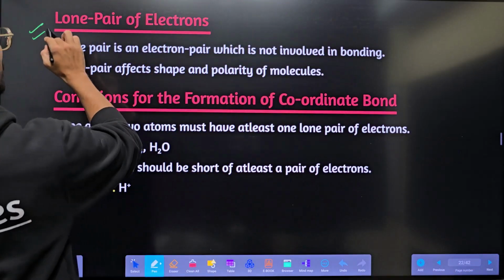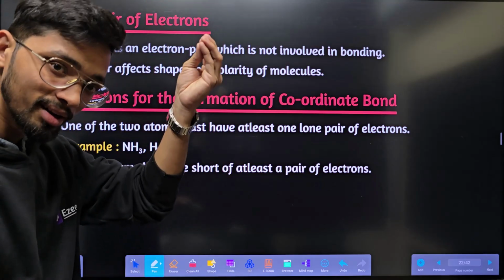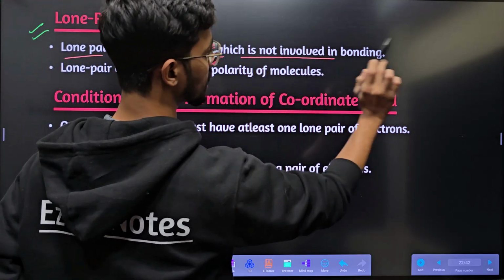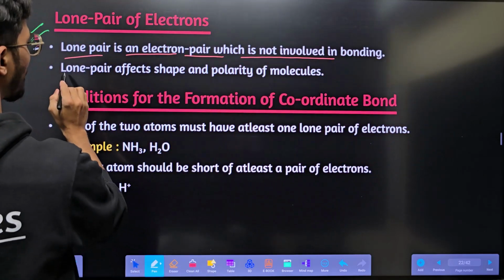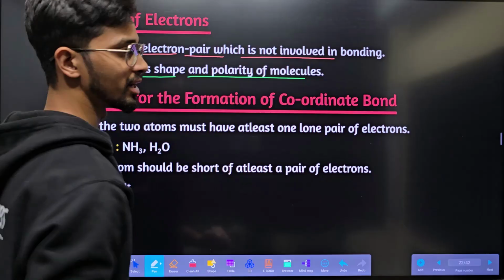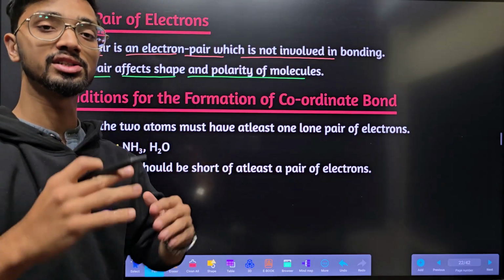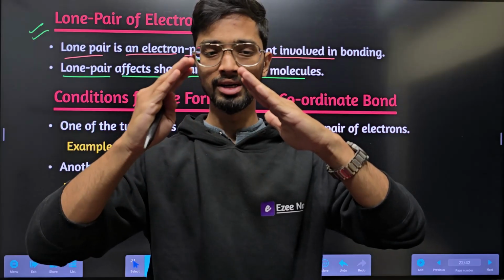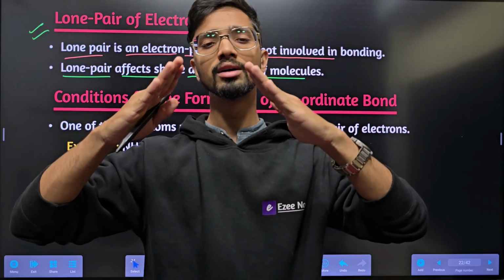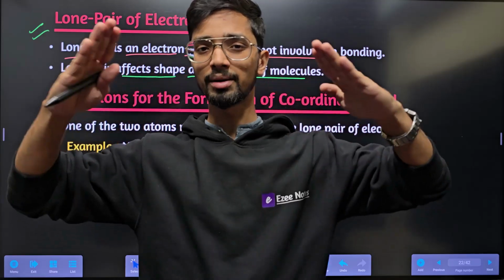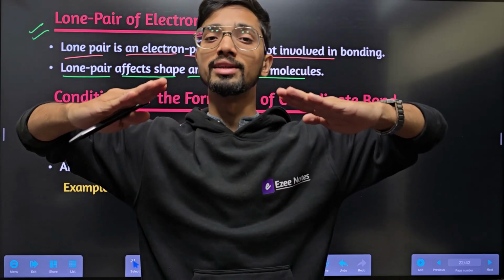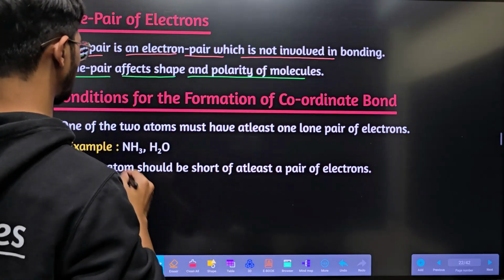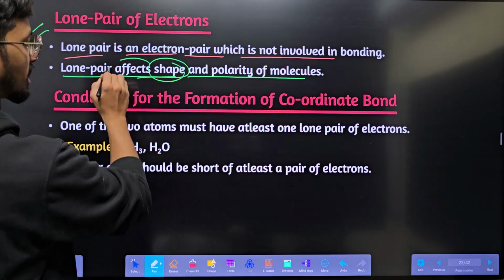So, lone pair of electrons, right? Lone pair in covalent compounds we were studying. Lone pair is an electron pair which is not involved in any bonding. Lone pair affects the shape and polarity of molecules. It affects the shape. Why? Because if two bonds are like this and there is a lone pair between them, these are also electrons, right? So this lone pair will repel these electrons and the shape may become like this due to lone pairs. Internal repulsion takes place and the shape gets affected.